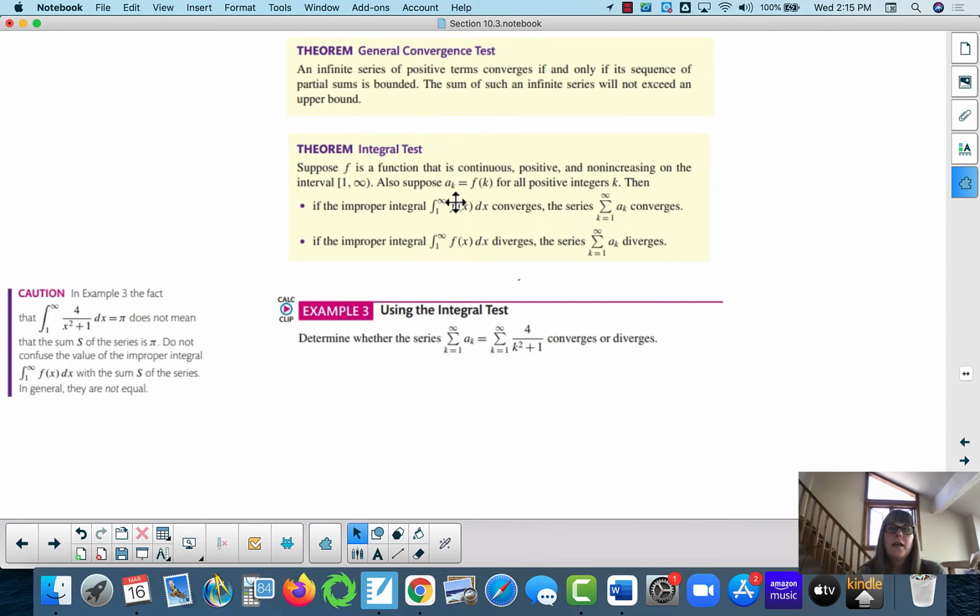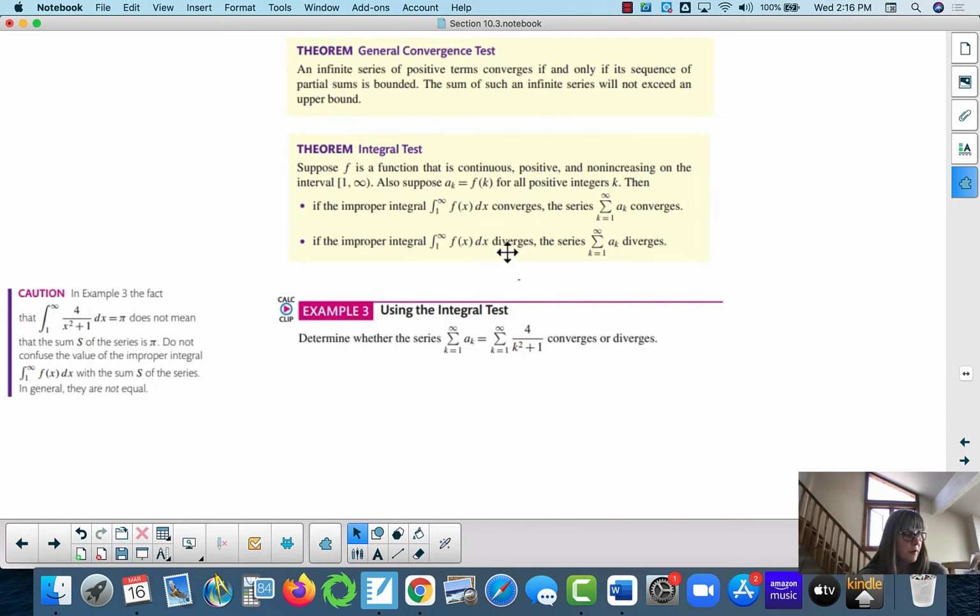And if a function is continuous, positive, and non-increasing on an interval, so if it's not continuing to increase, then we can use what's called the integral test. And the integral test uses an improper integral. The improper integral will show whether the series converges or diverges based on whether that limit exists when we do this improper integral, or if it does not.